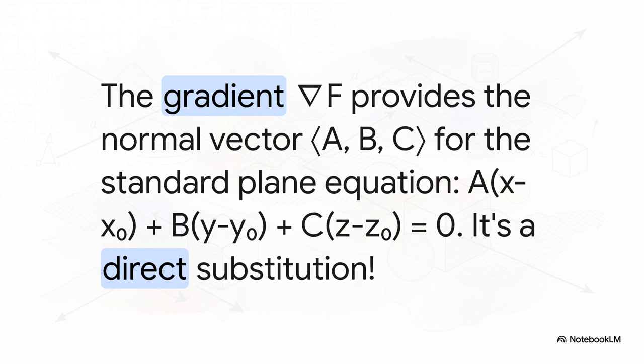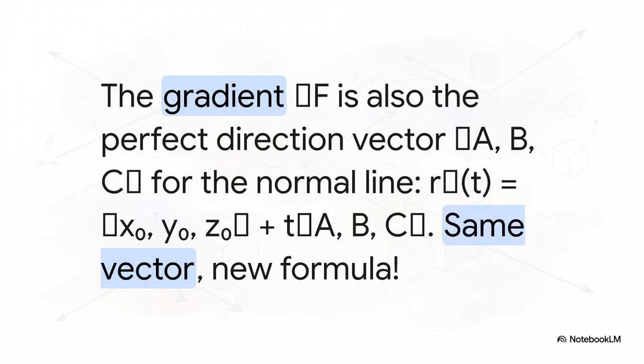It's that direct. And you know what? It's the exact same logic for the normal line. To define a line that's perpendicular to a surface, you need a direction vector pointing, well, perpendicular to the surface. The gradient is already doing that. So it's the perfect direction vector for our line. You use the very same A, B, and C components and just pop them into the parametric equation for a line. Same vector, different formula.